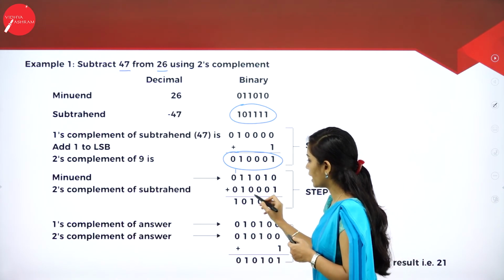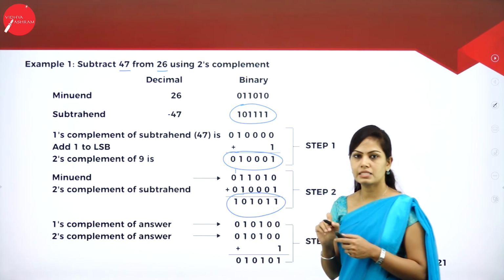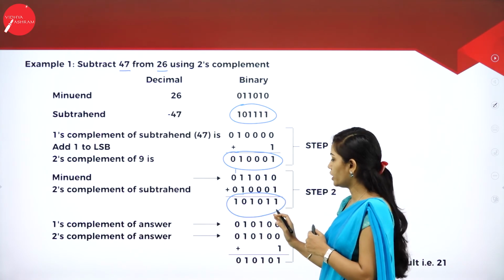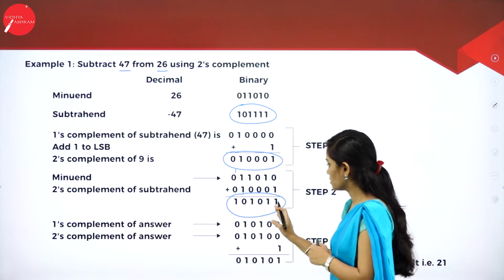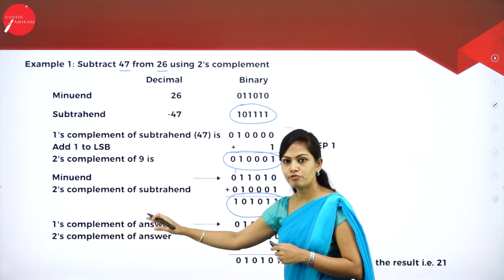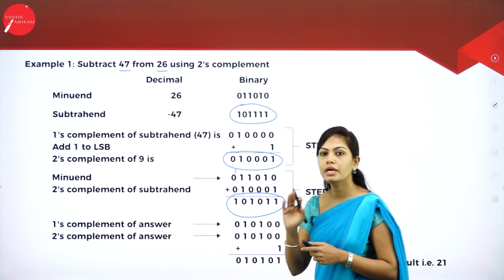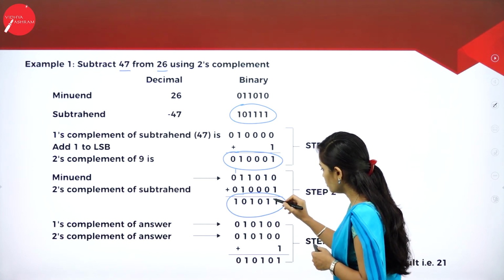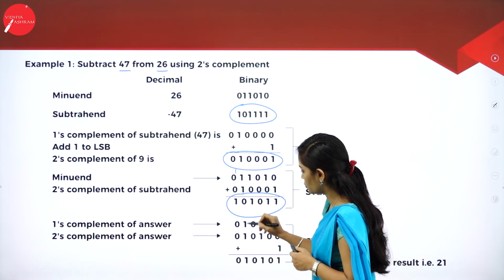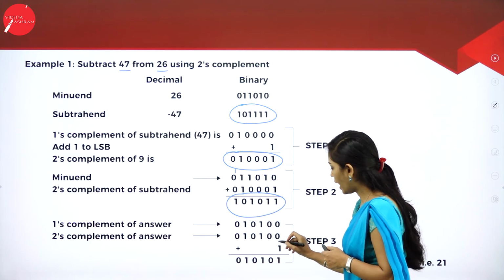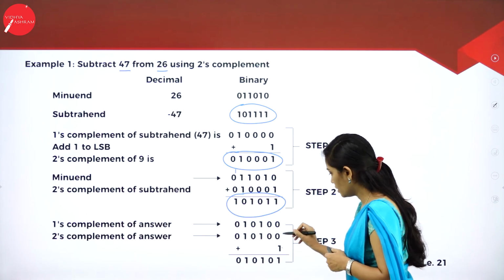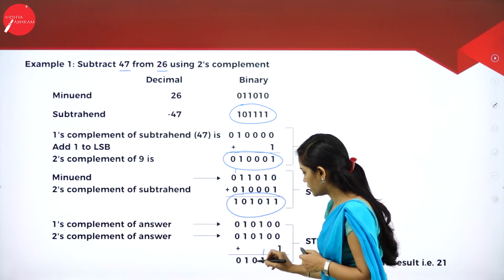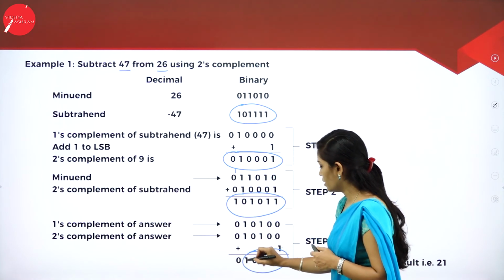No carry means again you recomplement this answer. Recomplement means this is a 2's complement operation we are doing. So you need to find the 2's complement of this answer. 2's complement means first you need to find the 1's complement, then add 1 to the LSB. 1 changes to 0, 1 to 0, 0 to 1, 1 to 0, 0 to 1, 1 to 0. And again add 1 to the least significant bit, 0 plus 1, 1, 0, 1, 0, 1, 0. There is no carry. So this is your final answer.